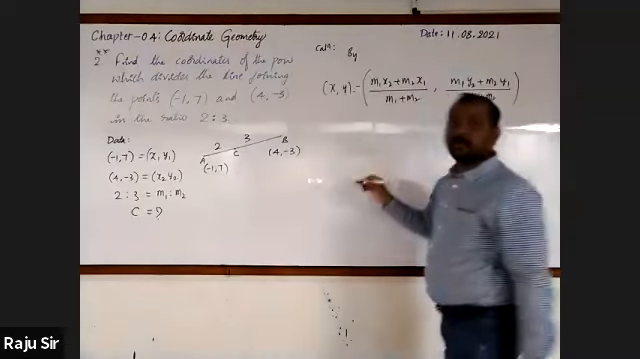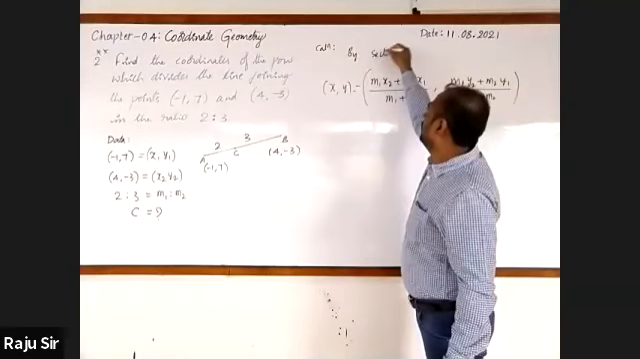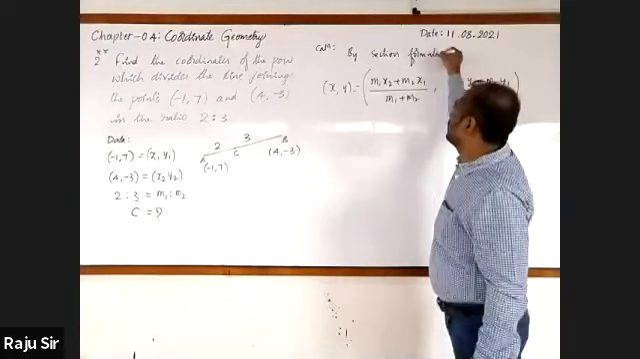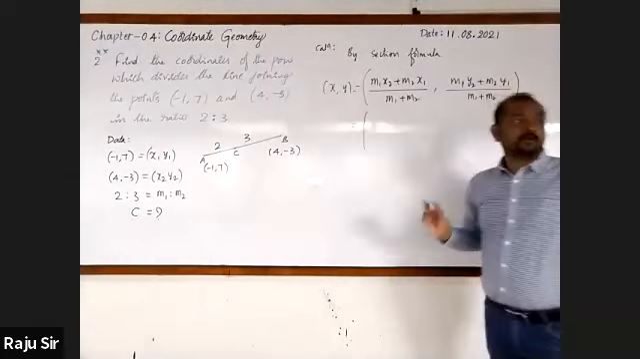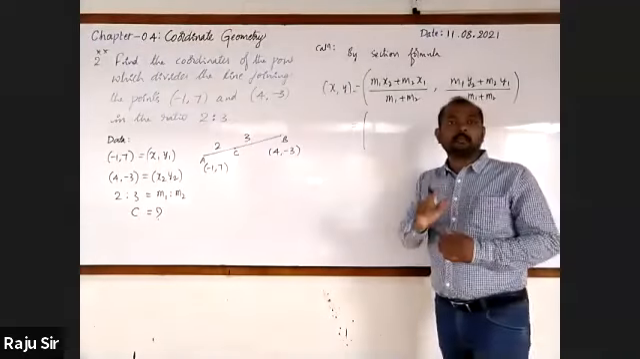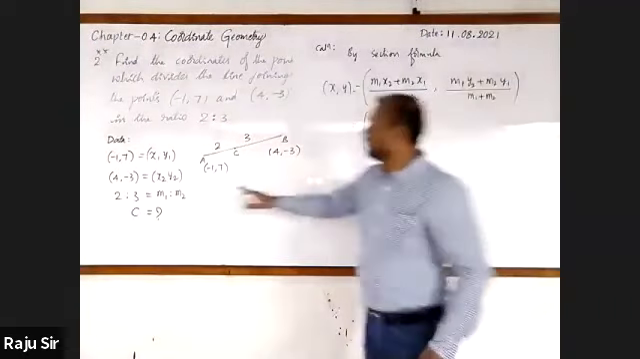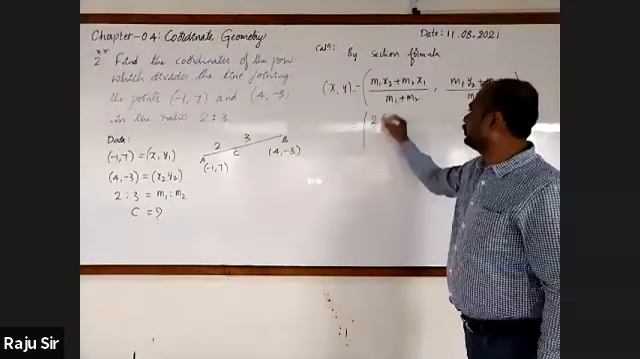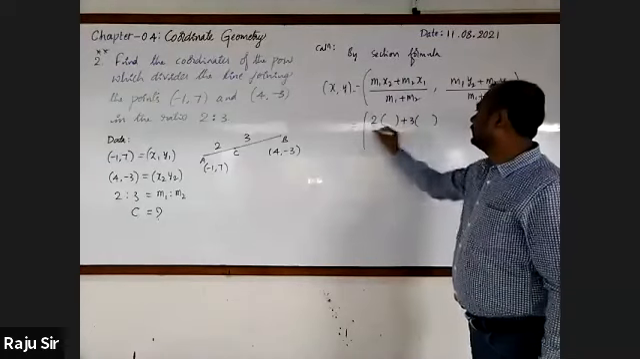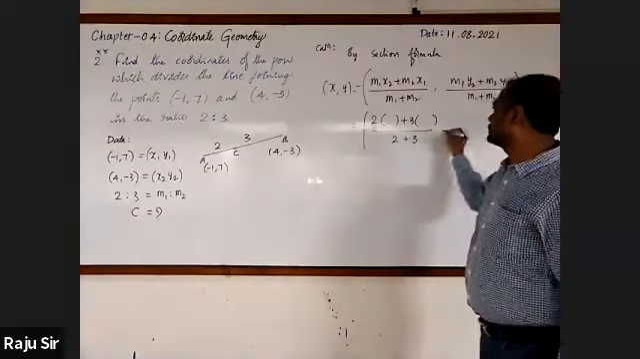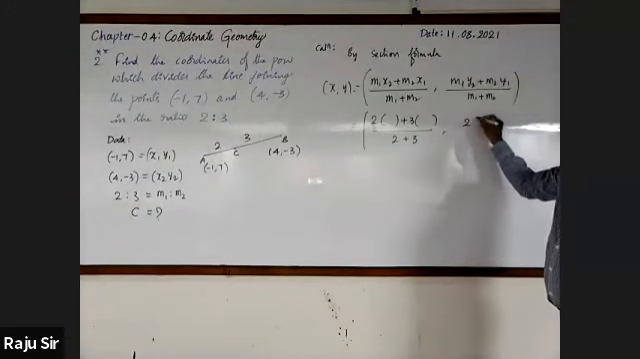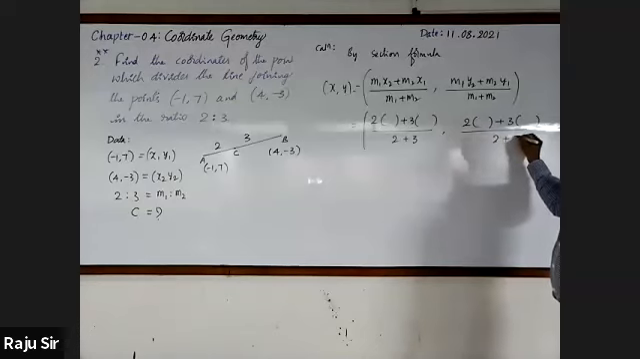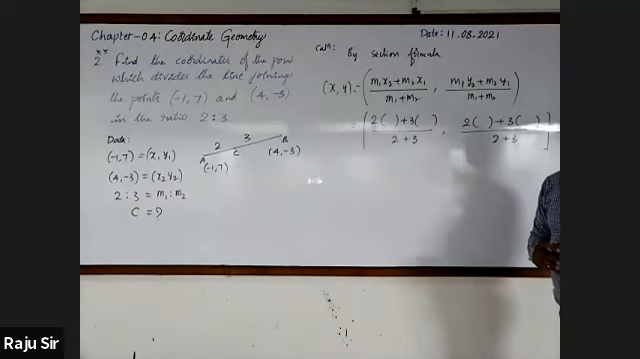This is the section formula. I have already taught you how to go for substitution. First, which are to be substituted? m1 and m2. Now substitute. Here m1 is 2, m2 is 3. I'll write 2 into _ plus 3 into _ by 2 plus 3, and again 2 into _ plus 3 into _ by 2 plus 3.